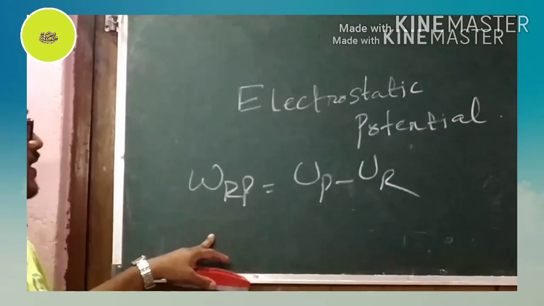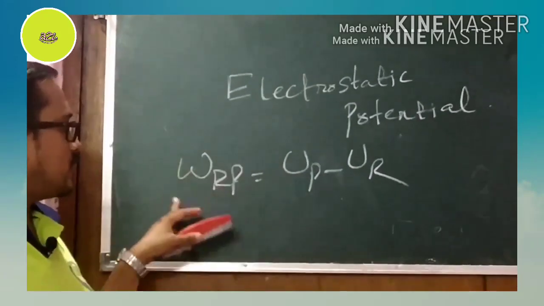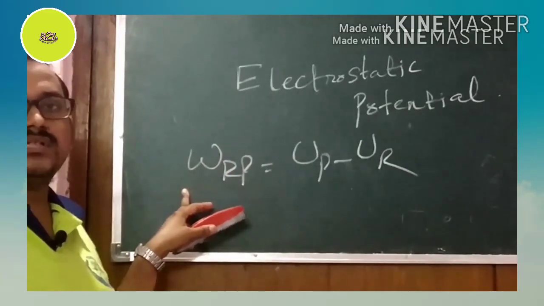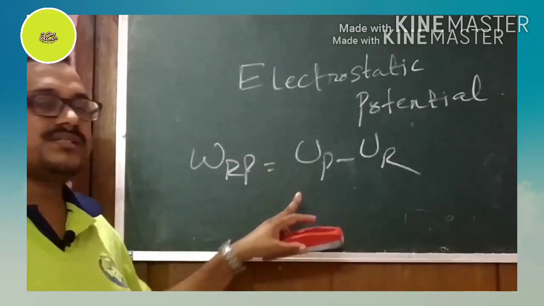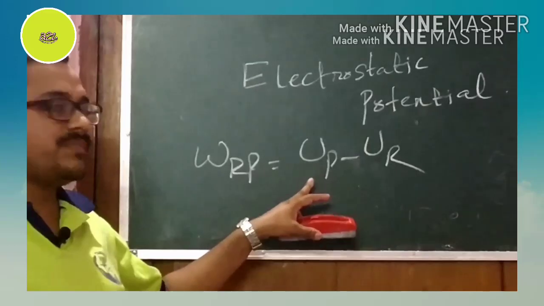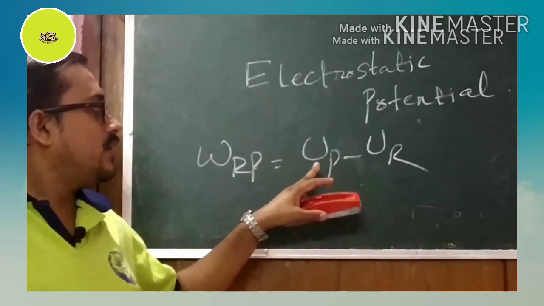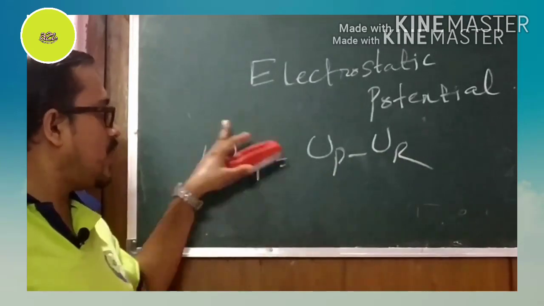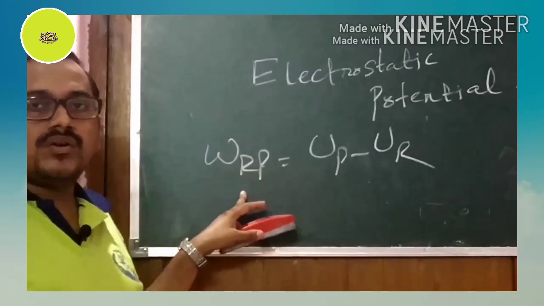The first important thing is that this work done, which is called W_RP, is a conservative force. Conservative force means it does not depend upon the path followed. Rather, it depends upon the initial and the final position of the point charge. So this W_RP in this case is a conservative force.